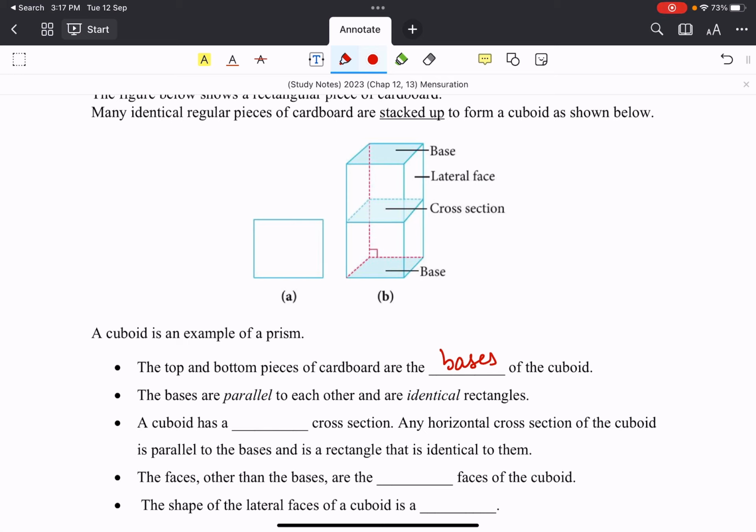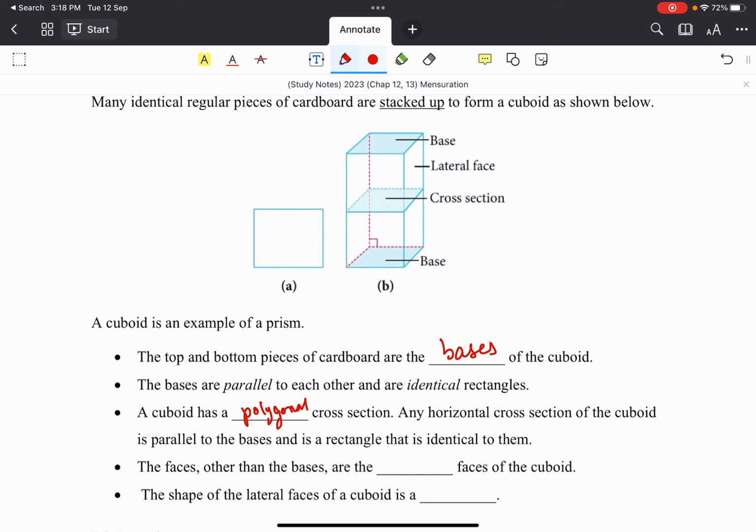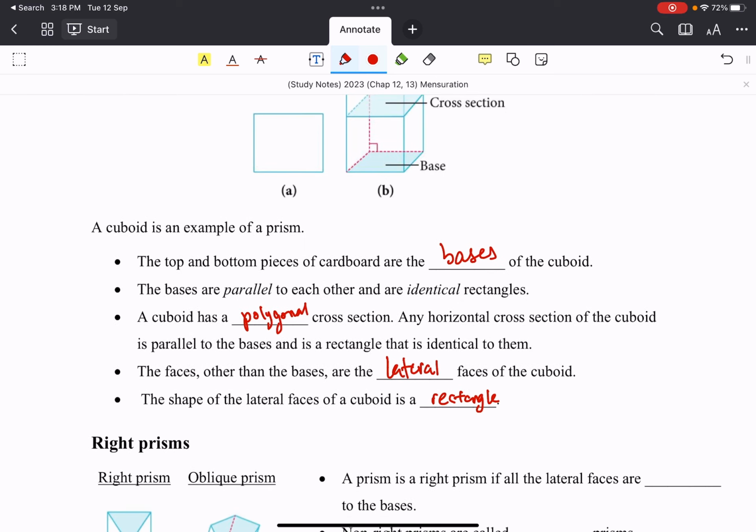Now, the cuboid also has a polygonal cross-section. The cross-section, just like the base, is a polygon. Any horizontal cross-section is parallel to the base, and they are all the same identical shape. The faces other than the bases are the lateral faces. So we have the base and then the sides, which are lateral faces. The shape of the lateral faces of a cuboid is a rectangle. If you look at the side view, it's always a rectangle. So that's a prism.